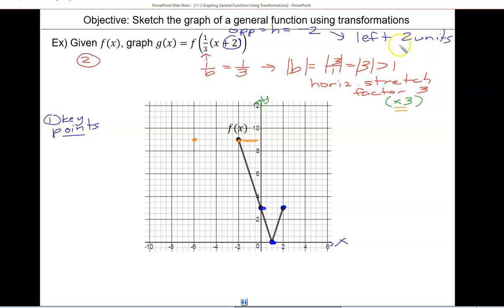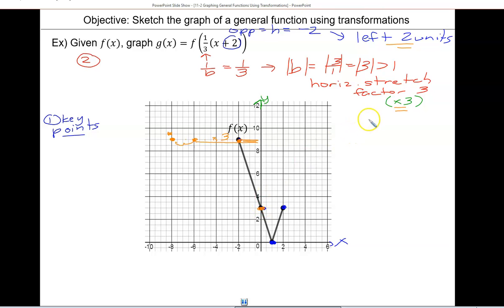Then I'm going to count another 2 units to the left from here. So I have 1, 2. And this is where my final point ends up. So this distance stretches. Now it's 3 times further away, and then it moves 2 units further to the left and ends up there.